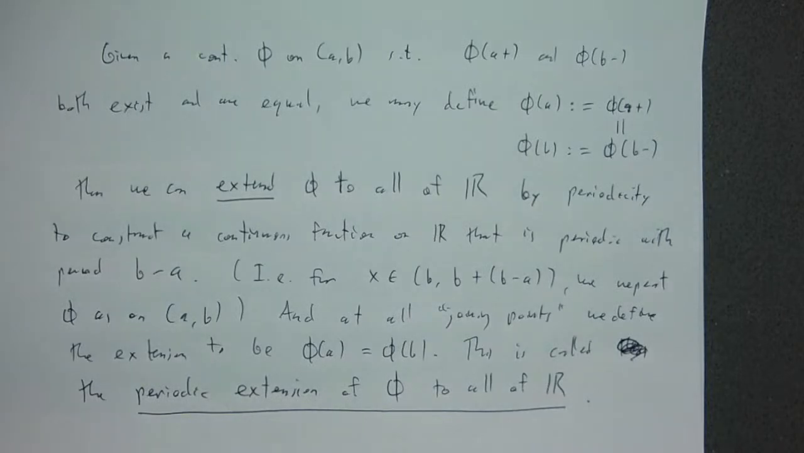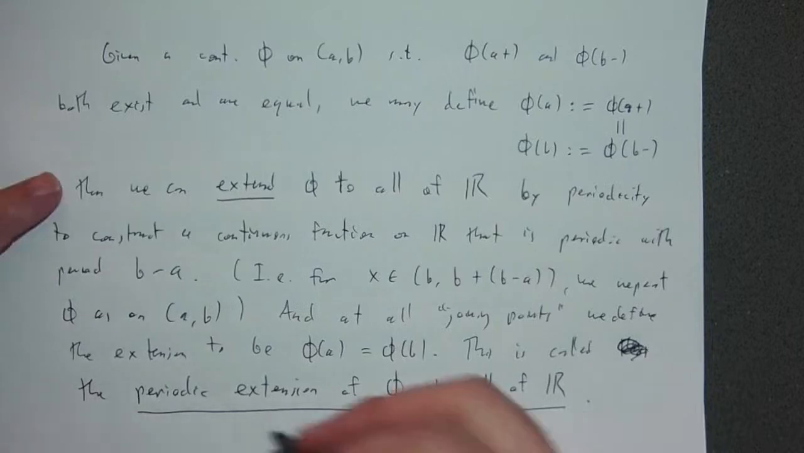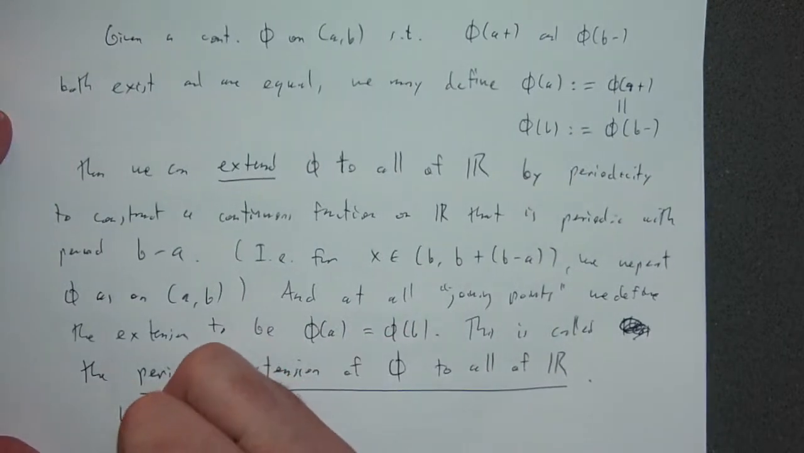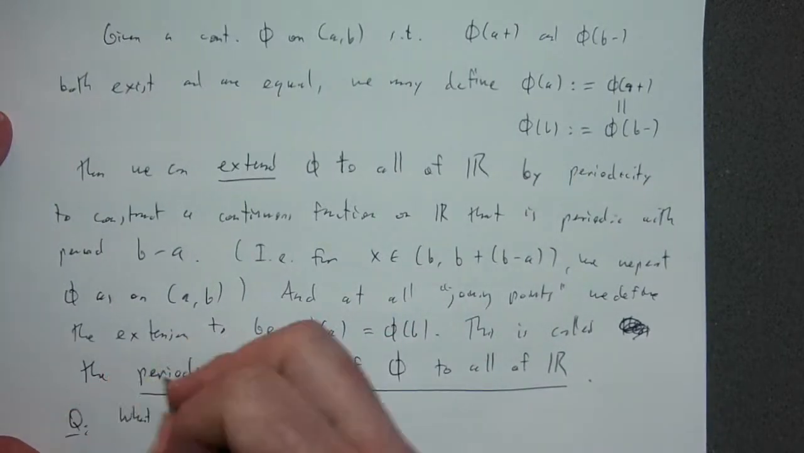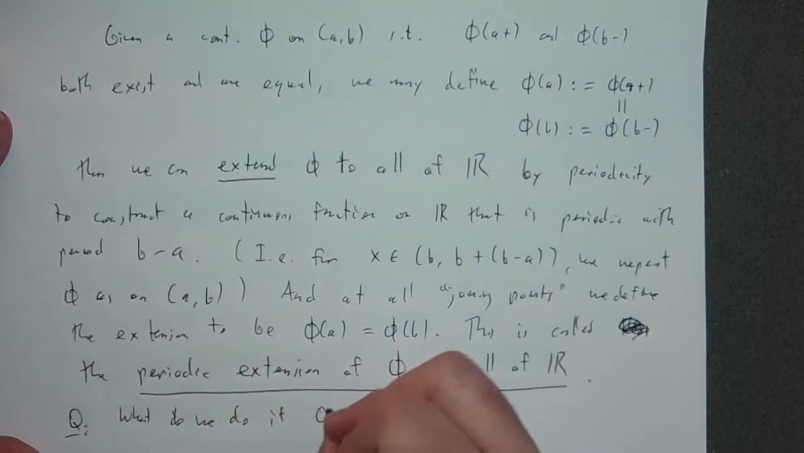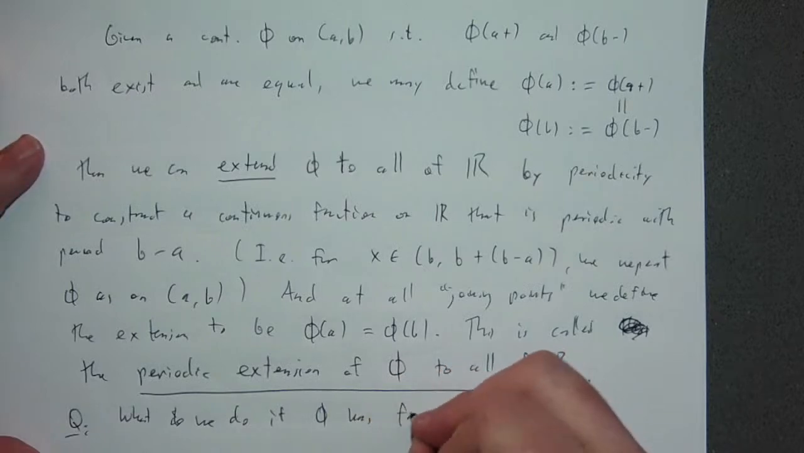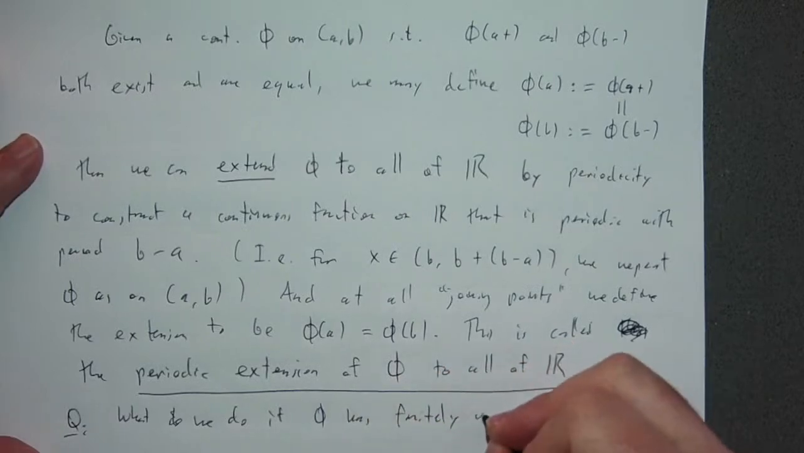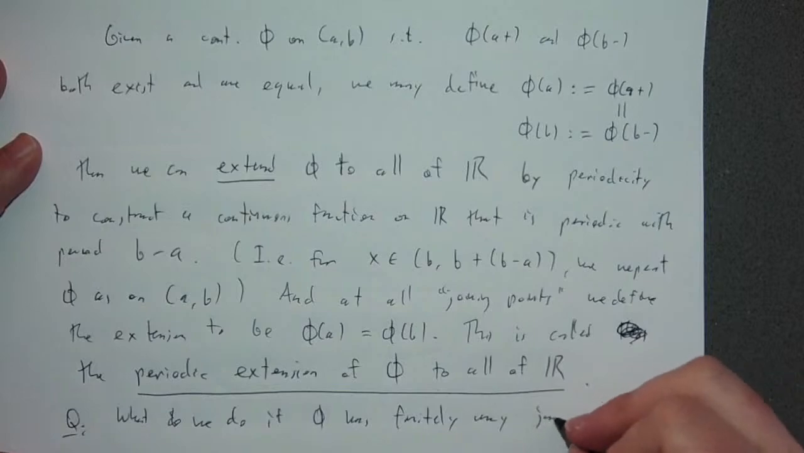And so now let's see what to do in the event that I have some finite number of discontinuities. So what do we do if phi has finitely many jump discontinuities?